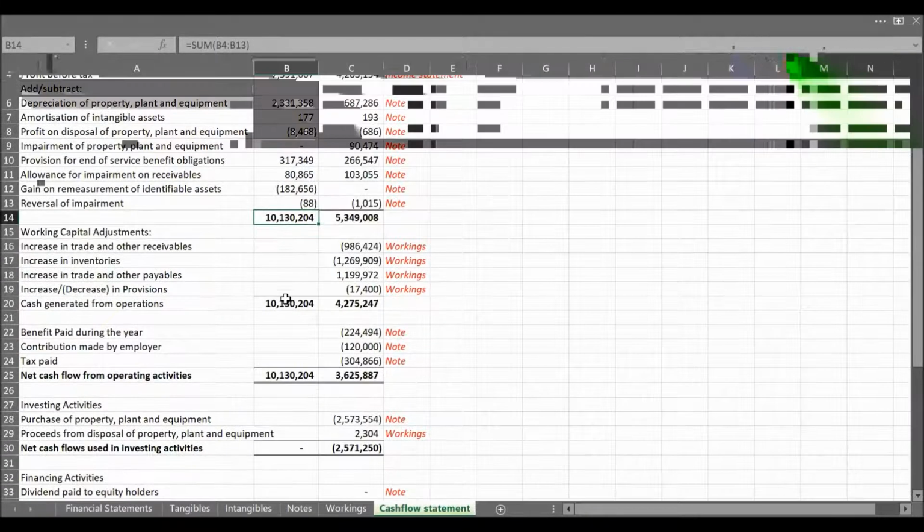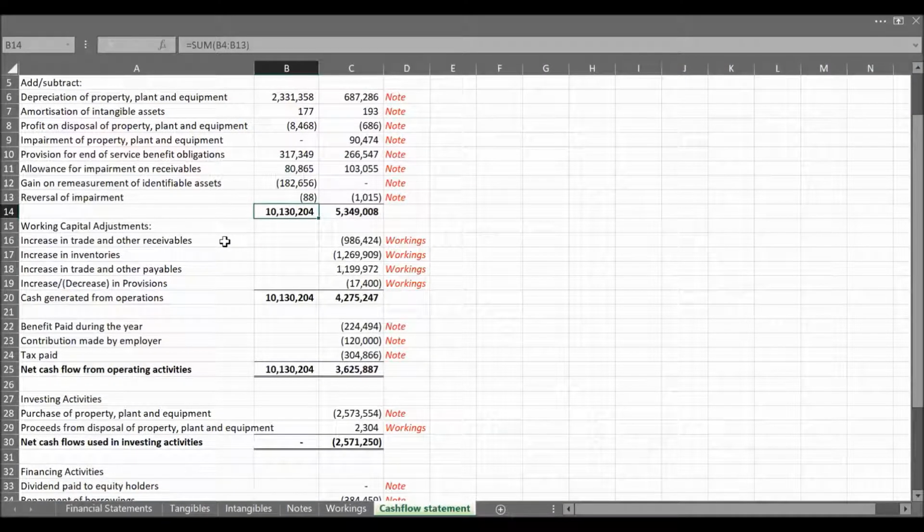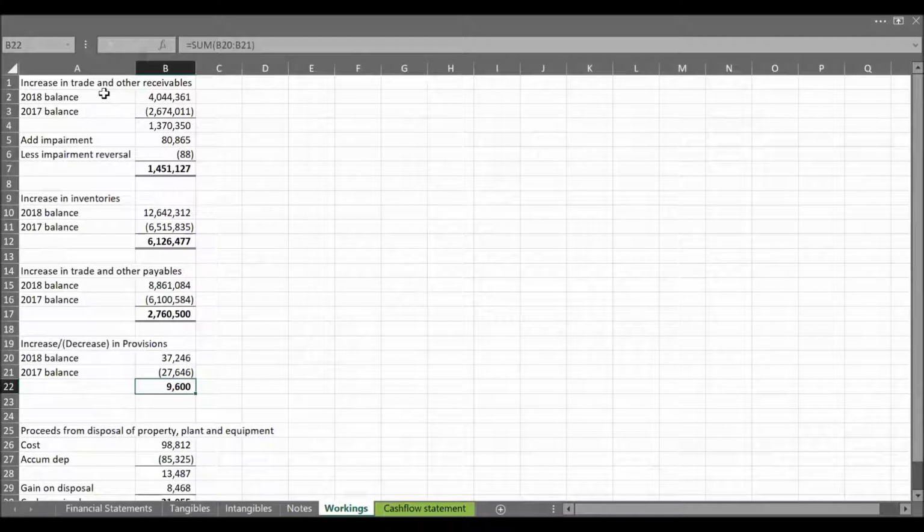All right, so the next is to adjust for working capital in terms of changes in trade and other receivables, increase in inventories, increase in trade and other payables, increase or decrease in provisions. We can get this from our workings. The first one is trade and other receivables. The major thing to watch out for is to find the difference between the current year balance and the prior year balance, then adjust for any impairments on the balance. For trade and other receivables, we'll pick the 2018 balance minus the 2017 balance. This is the net position movement.